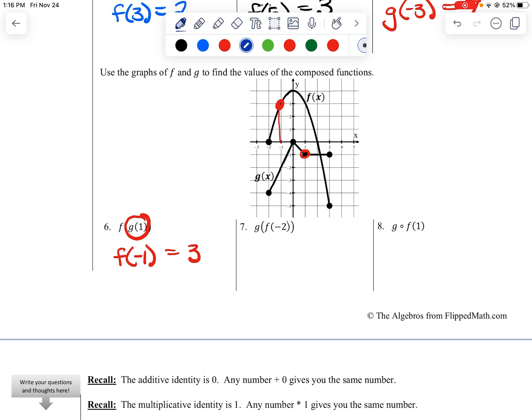So again, we evaluate this inside part first. f of negative 2. So negative 2 is 0. So g of 0, well, that's right here, is 0. And then this last one, f of 1. So I go to 1 up to f is right up here. So that's really g of 3. So 1, 2, 3 on the graph. Where it hits the g is at negative 1.